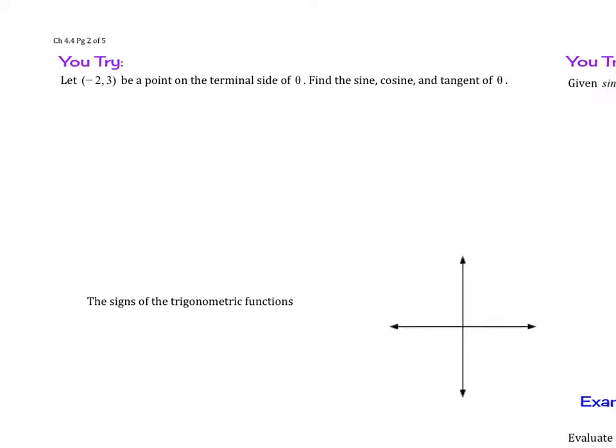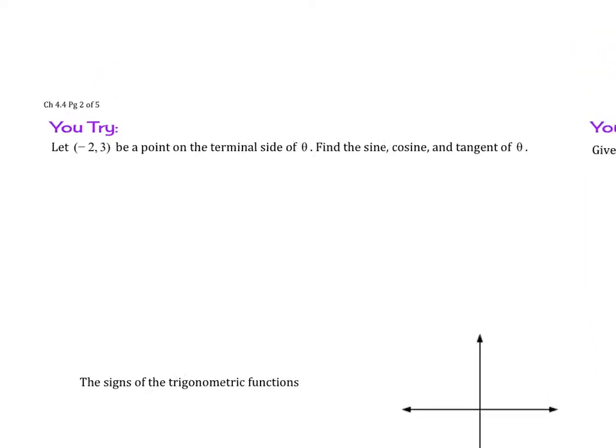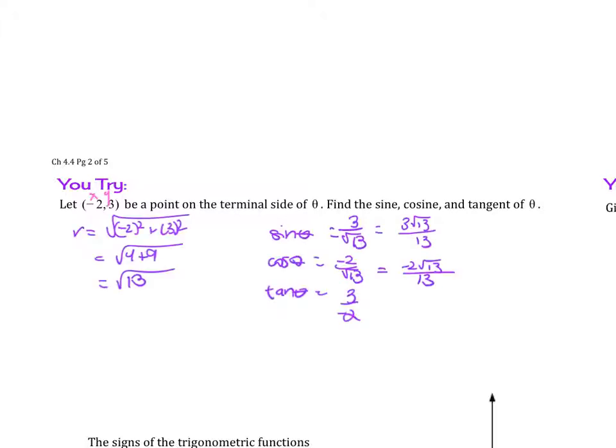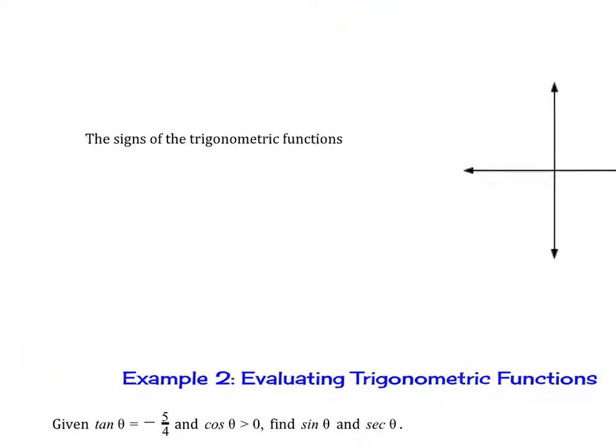So try to find this one. Let (negative 2, 3) be a point on the terminal side of theta, and then find the sine, cosine, and tangent of theta. All right, if you tried this out, you would see that sine of theta is 3 root 13 over 13. Cosine is negative 2 root 13 over 13, and tangent of theta is 3 over negative 2. So remember, you must rationalize the denominator, okay? Don't leave them improper.